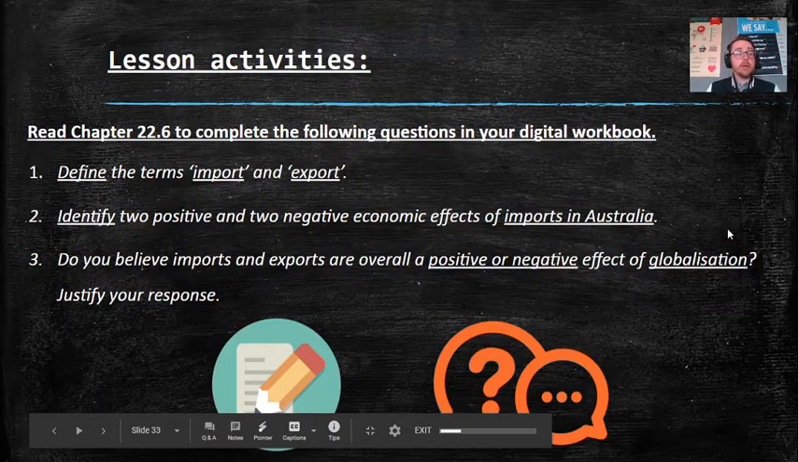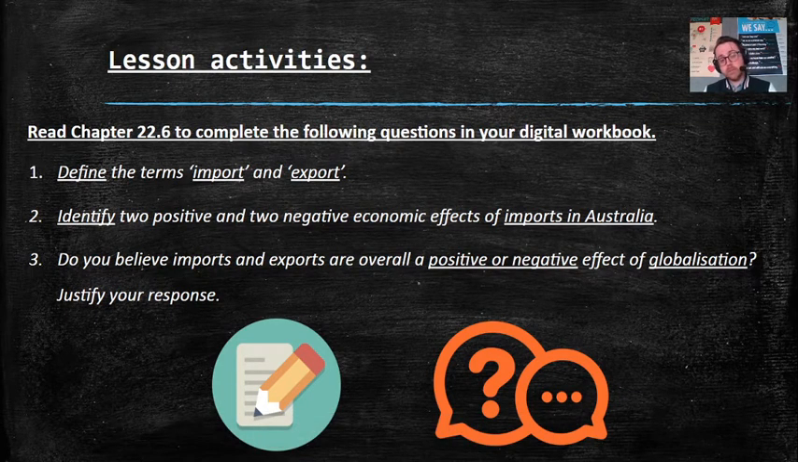So, question 1. Define the terms import and export. That's pretty straightforward, a nice easy definition question. What's the difference between those two terms? Question 2. Identify two positive and two negative economic effects of imports in Australia. So how do imports help out Australia? Two positive things. And how do imports actually hurt Australia or people within Australia? There's actually a really good table in chapter 22.6 to help answer that question. So I recommend you go find that.